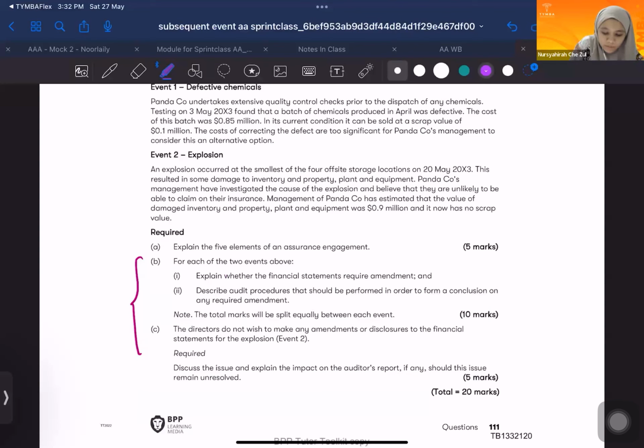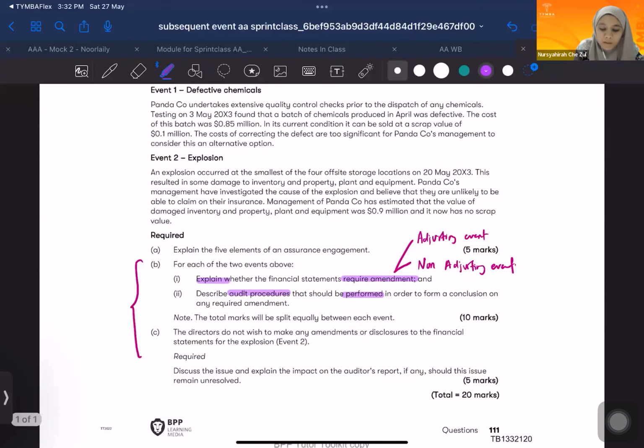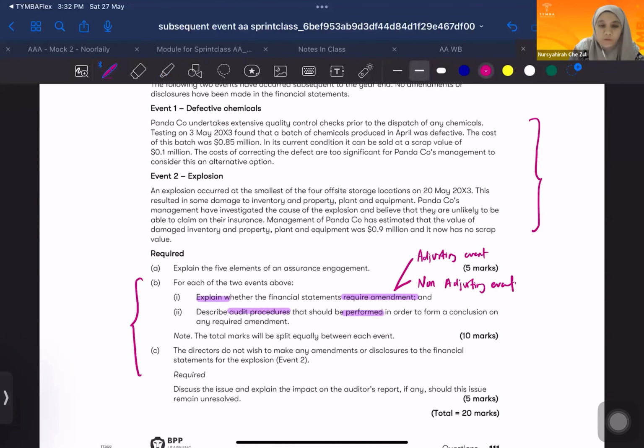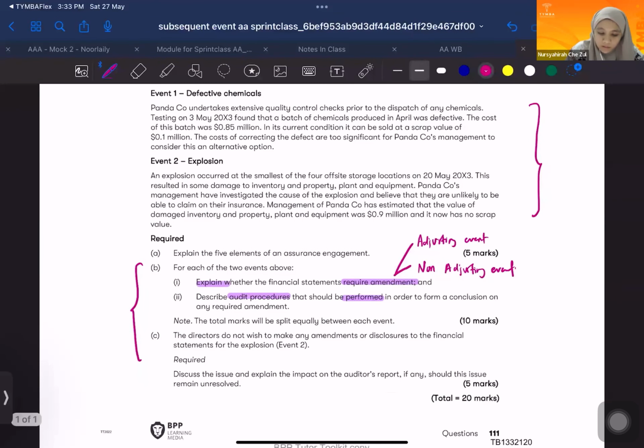whether the FS require amendment. This is basically relating to subsequent event. You have to identify whether this is an adjusting event as per IAS 10 or a non-adjusting event. Then you have to describe the procedures that should be performed in order to form a conclusion on any required amendment. Meaning that these are events after the reporting period. What should you do as an auditor before you decide, before you persuade management to adjust or to disclose accordingly? So 10 marks here.